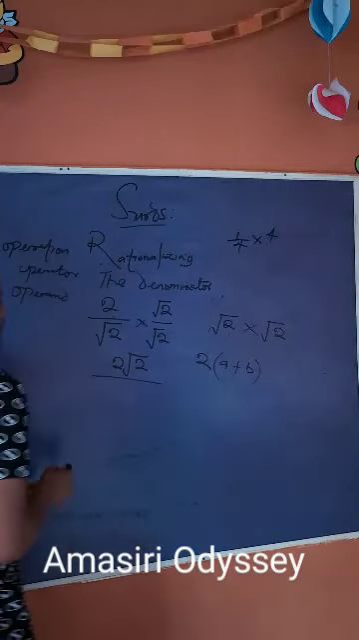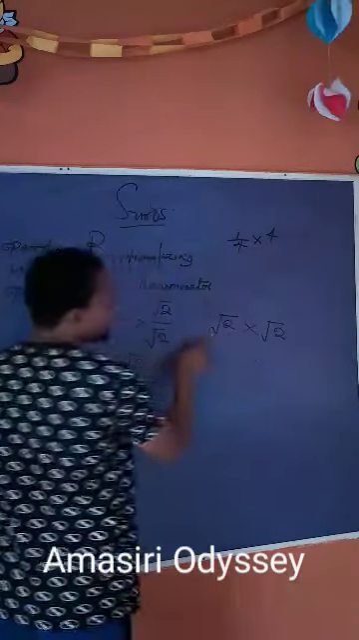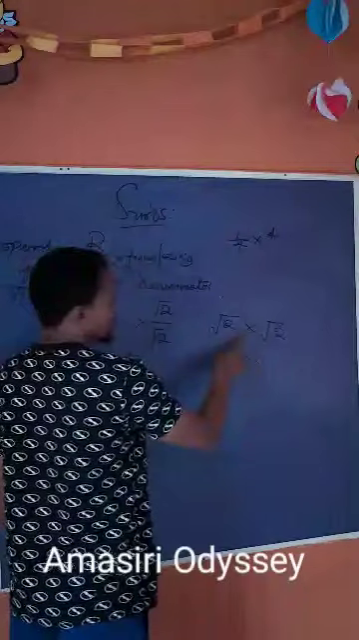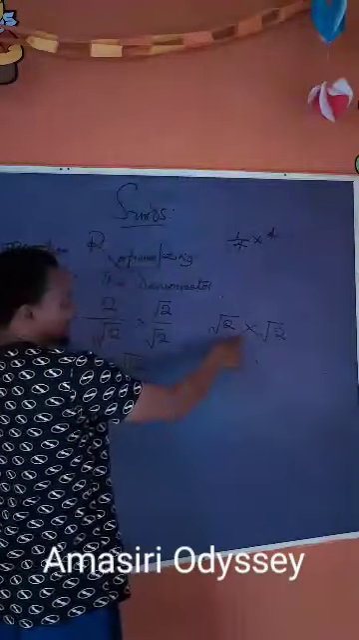So take note. Here again, we have this multiplied by that. So this is the operator here.